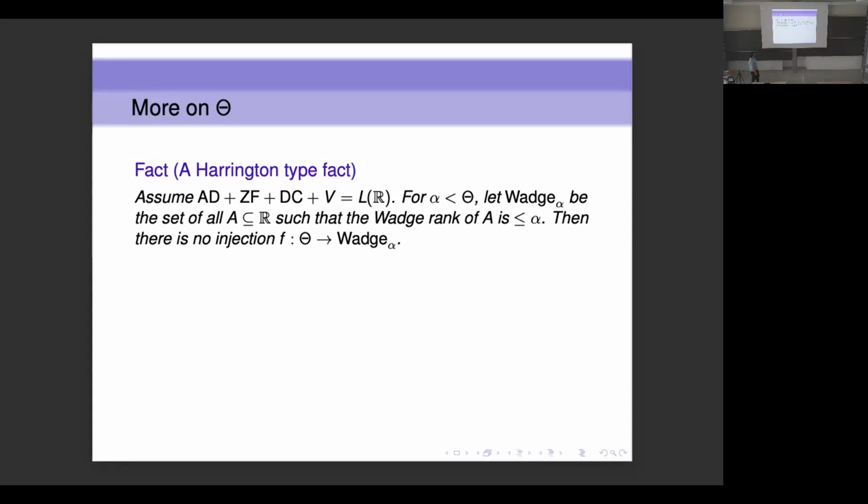Okay, so basically you cannot inject theta into a particular class of Wadge degrees. The proof is basically that AD implies that for each particular Wadge class you can surject reals onto it. And then from there you can deduce by a few more steps.